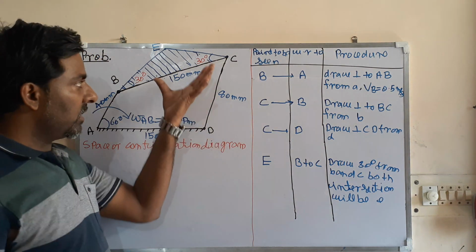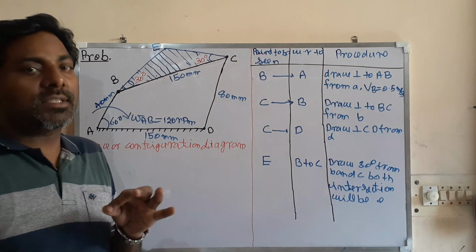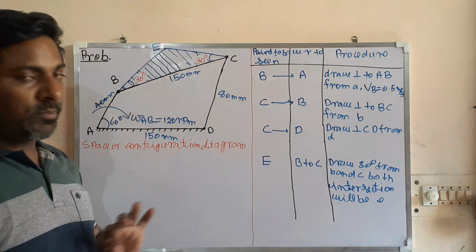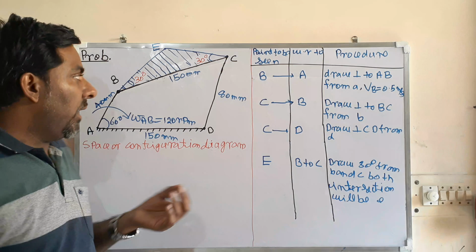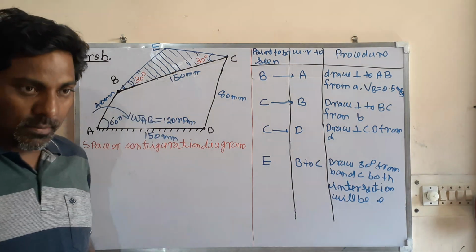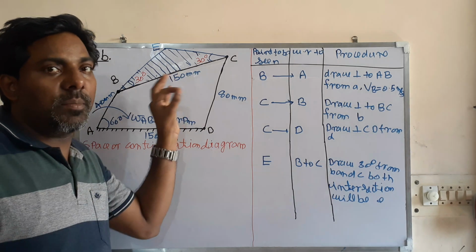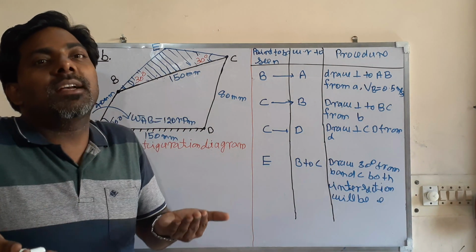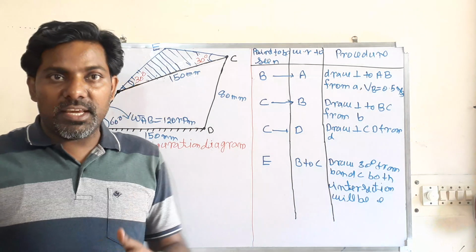So before solving this problem, let us discuss what are the common steps to draw the velocity diagram. Number one, you have to take some suitable scale and draw the configuration diagram. Whatever diagram is given, first let us draw that diagram in a scale. Roughly it is given, and you have to draw that diagram in some scale. Suitable scale means what?